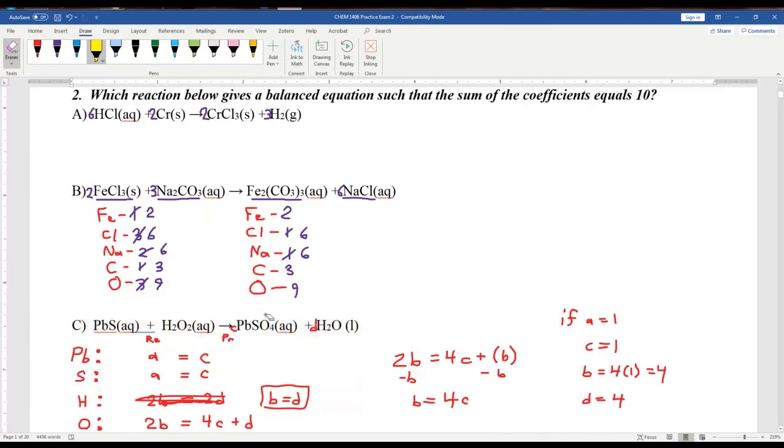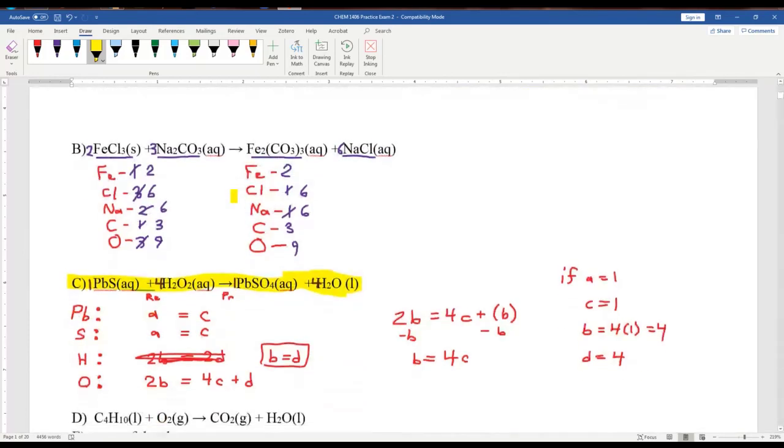Okay, that should be our answer then. So basically, in both ways, we got the same answer. It was a 1, a 4, a 1, and a 4, and those coefficients do add up to 10. So this is the correct answer. That one has a sum of coefficients equaling 10. Kind of an evil problem, I'm not going to lie. Probably won't get anything quite that hard.